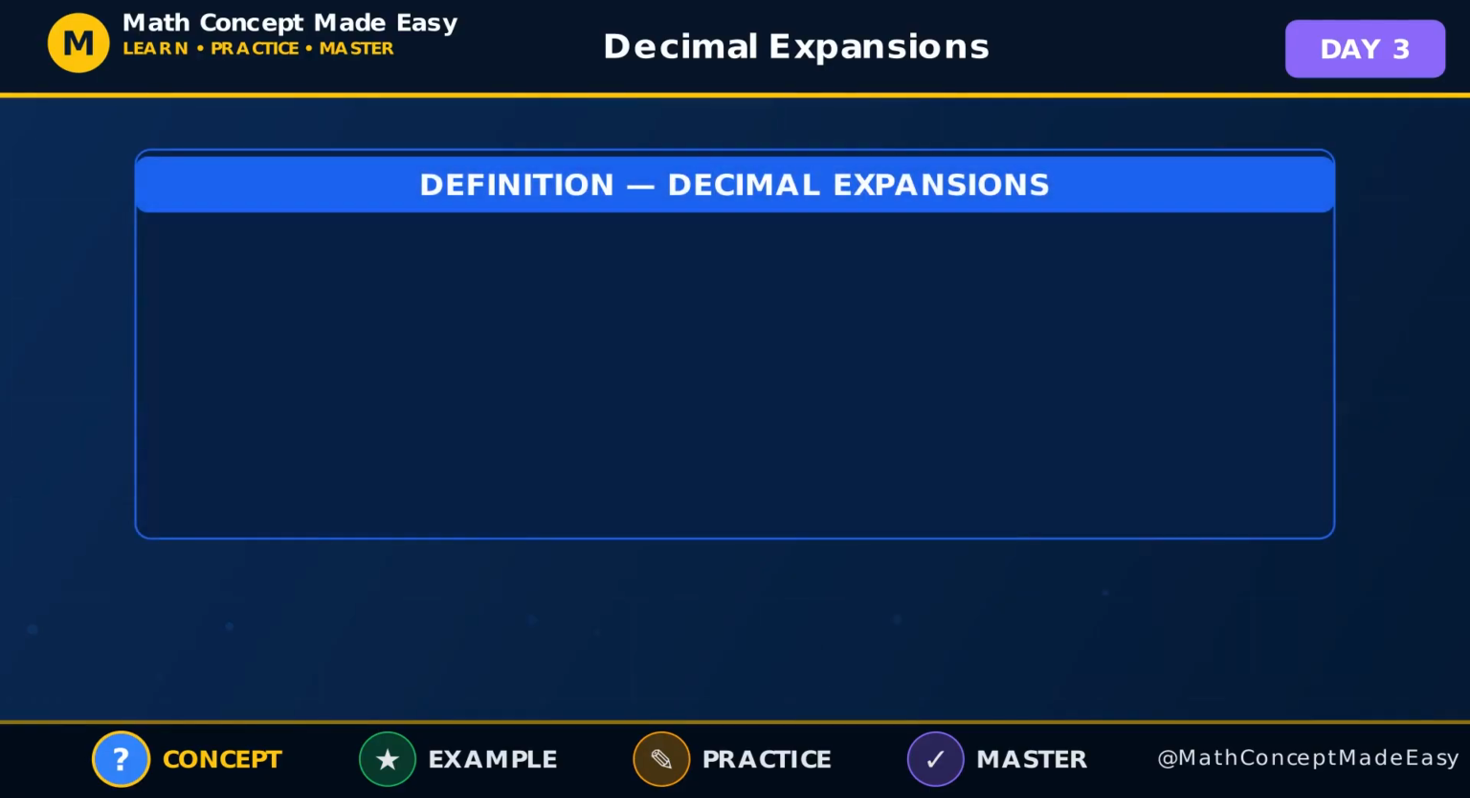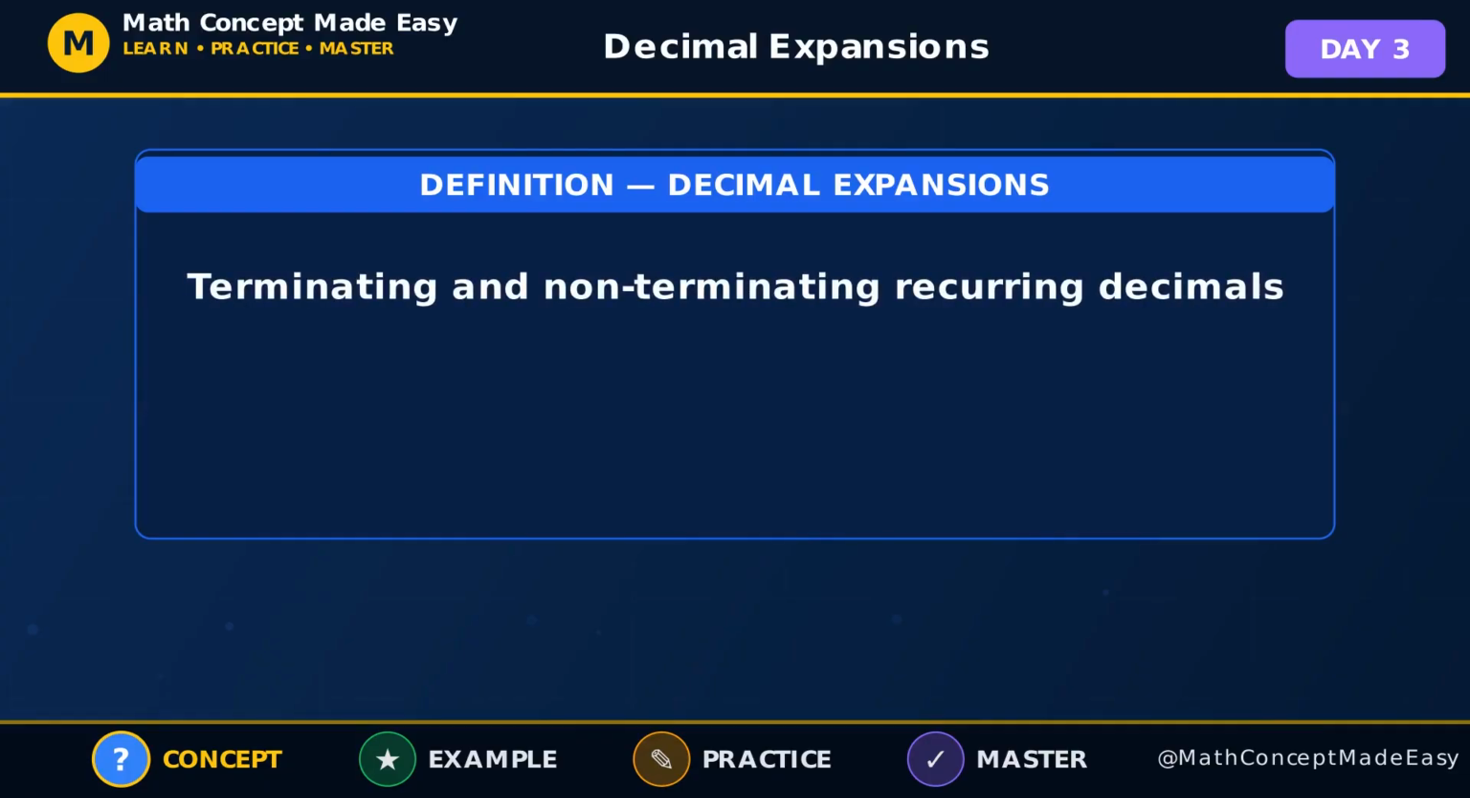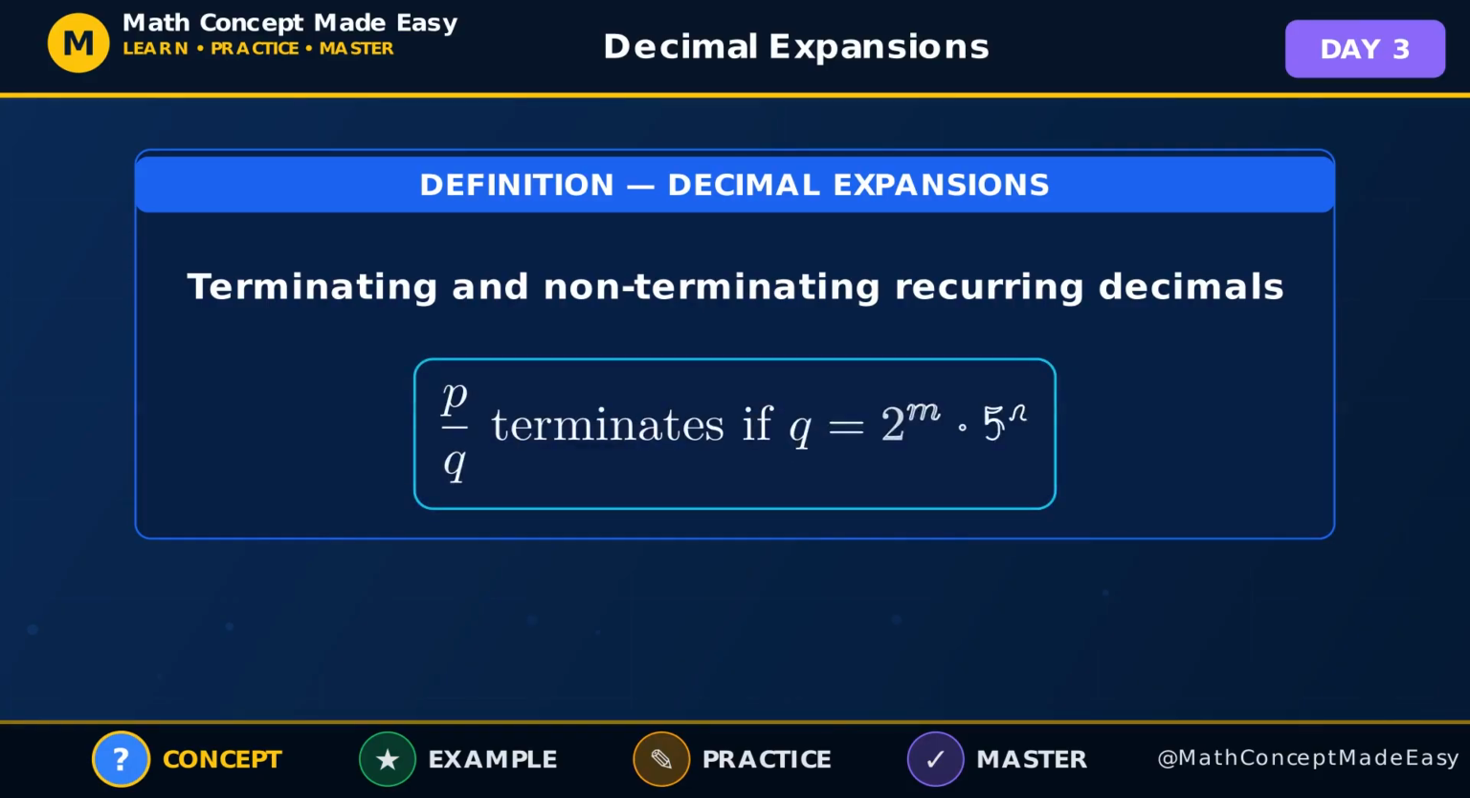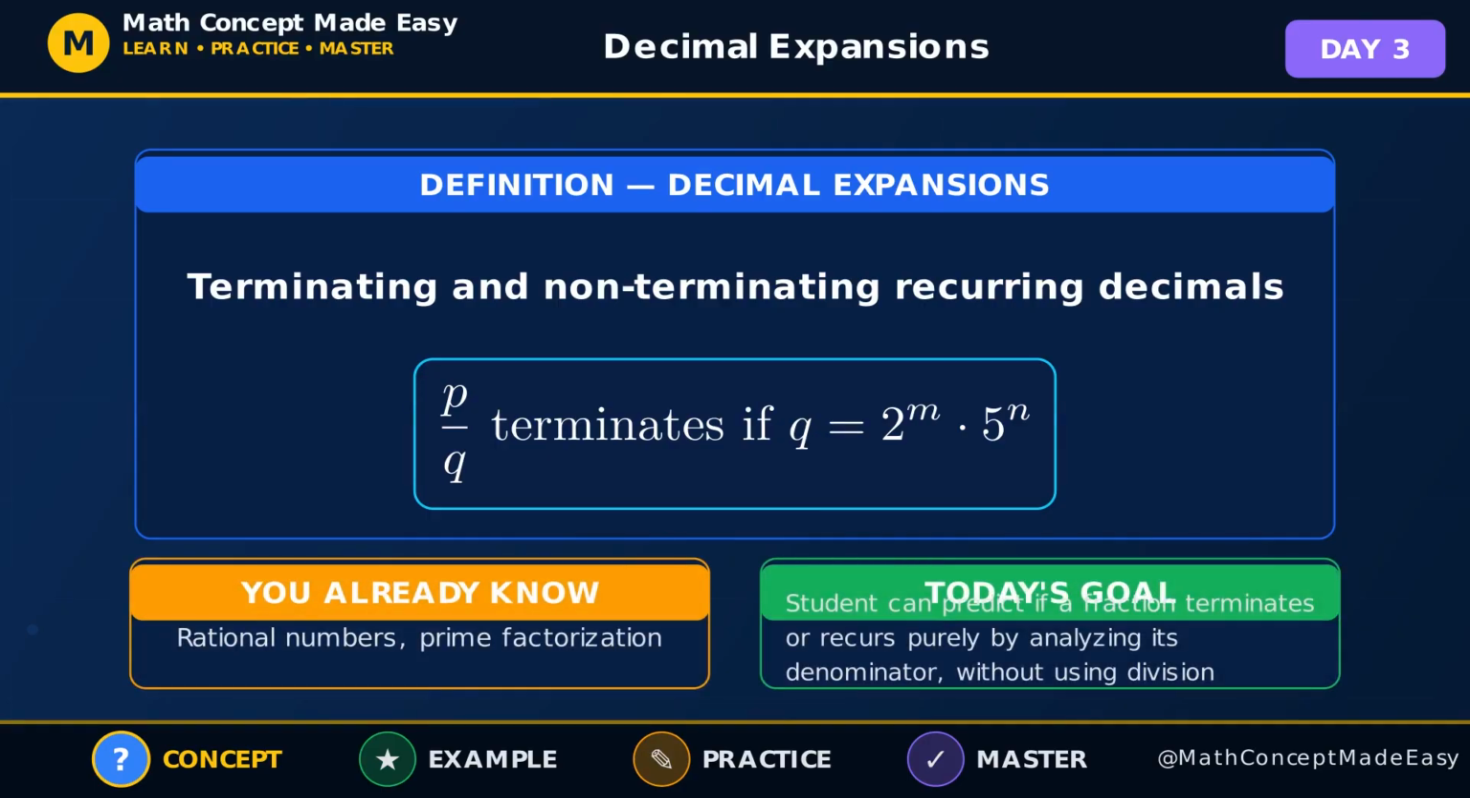Now we are ready to say this precisely, the way mathematicians do. Here is our focus for today: terminating and non-terminating recurring decimals. In symbols, we write it as a fraction terminates only when its denominator is built entirely from 2's and 5's. Every word of that definition matters, so read it slowly. You already know rational numbers, prime factorization. This definition simply builds on those familiar ideas.